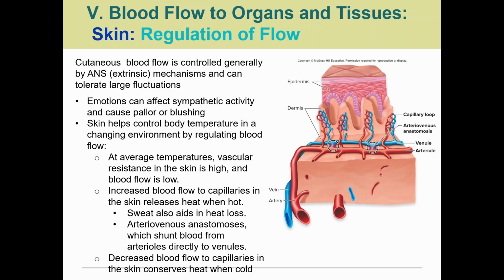So when it's really hot, we increase that blood flow to capillaries in the skin so they go up closer to the surface. When we sweat, that also aids in heat loss. So we have this body heat that's close to the surface. The sweat is going to pull that heat as it evaporates. So that helps us cool down. And then when we are cold, right, we decrease that blood flow to those capillaries. We shunt blood from arterioles right to the venules, so that we can keep that blood deeper in to maintain heat.